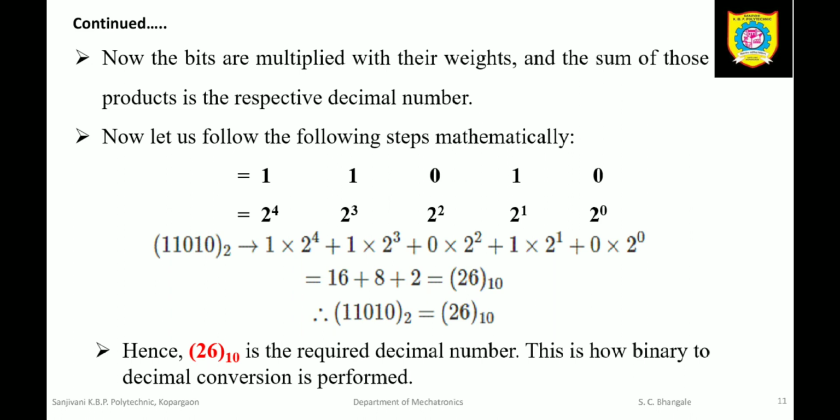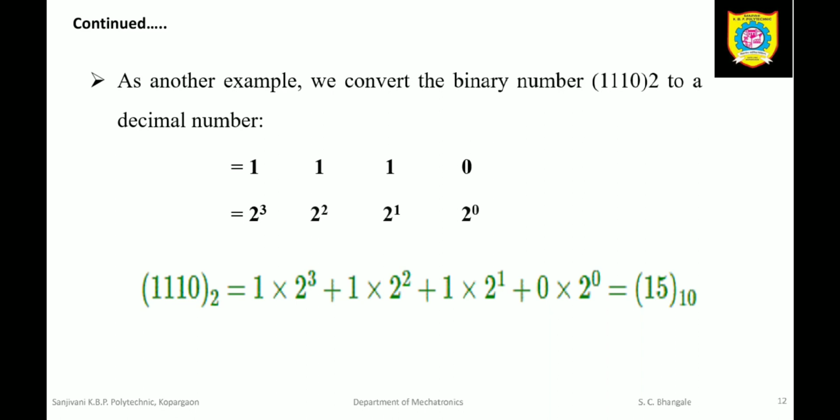So the given binary number is 11010, and the equivalent decimal number is 26 to the base 10. Hence 26 to the base 10 is the required decimal number. This is how binary to decimal conversion is performed. So this is the method to convert the given binary number into its equivalent decimal number.